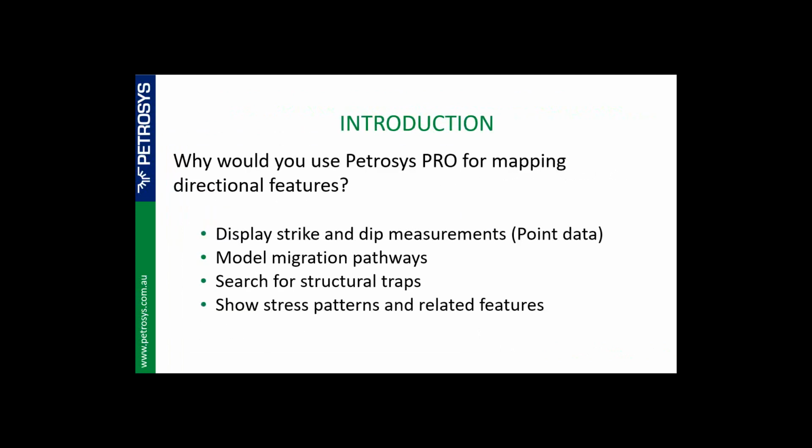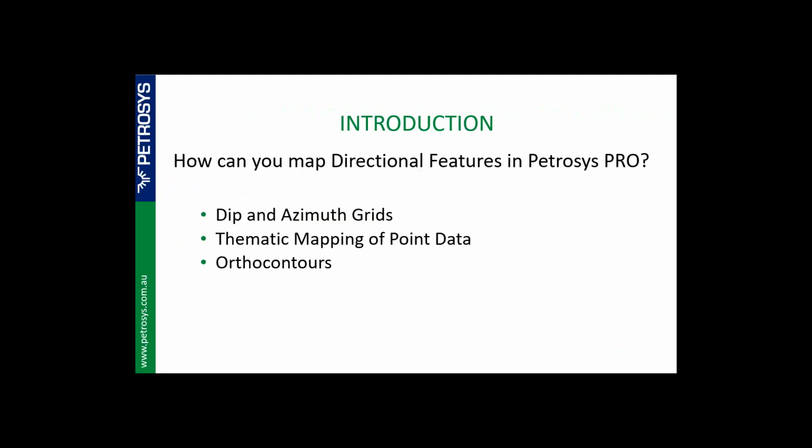So why would you use Petrosys PRO to map directional features? Perhaps you want to display simple strike and dip, model migration pathways, or look for traps or stress patterns. We have several ways you can accomplish that goal in Petrosys, and we'll be talking about 3 of them today in this webinar. The 3 methods we'll be talking about today are dip and azimuth grids, thematic mapping of point data, and orthocontours.